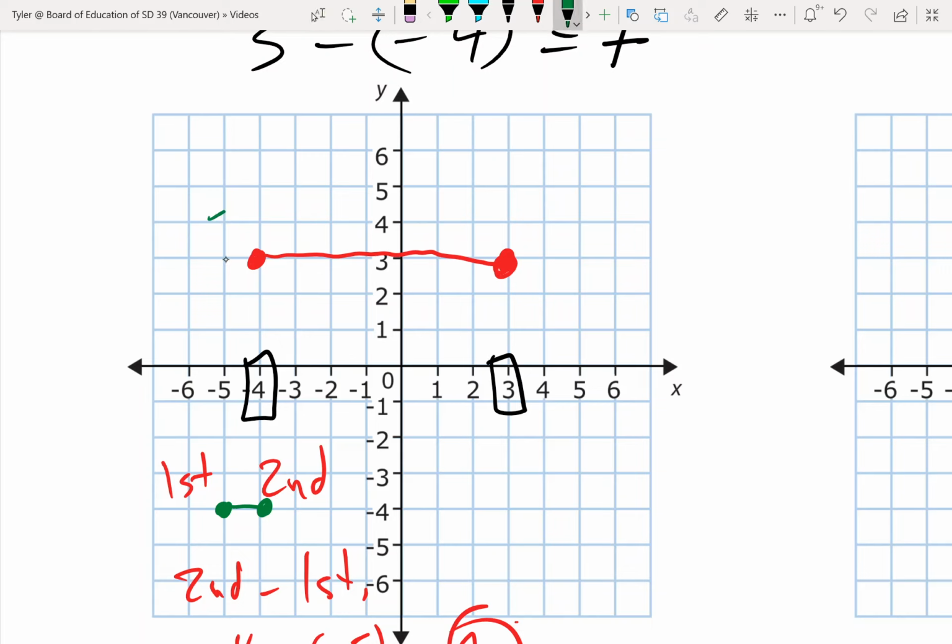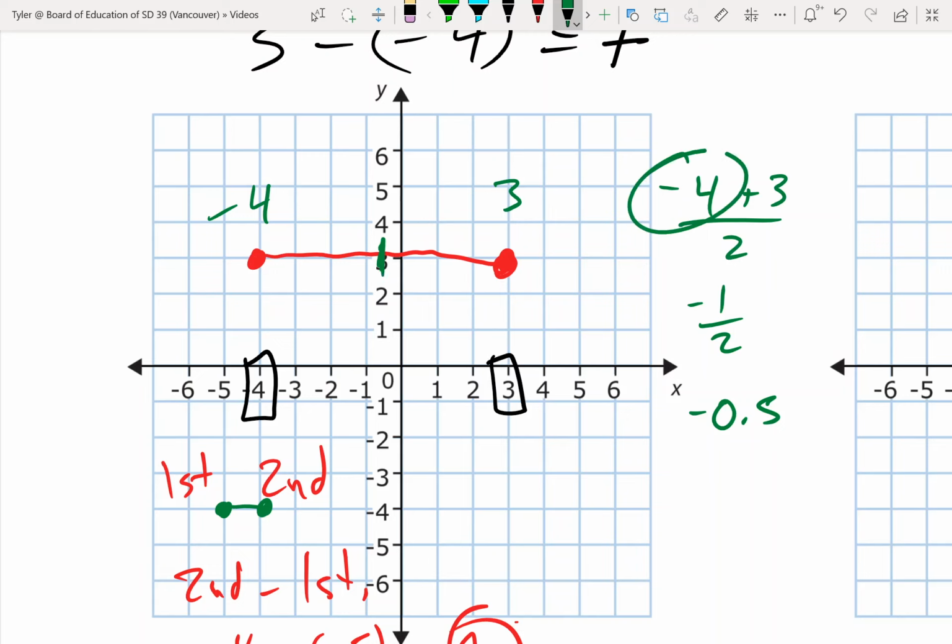This one, we have -4 and we have 3. Same kind of idea. I'm going to do -4 plus 3 divided by 2. That's going to give me -1 over 2, which is -0.5. And if we look at the graph, that's the middle, which is exactly what we said. So again, it's always the same thing. You add the 2 points and average them to find the middle.